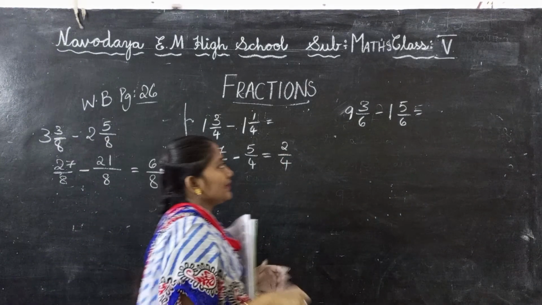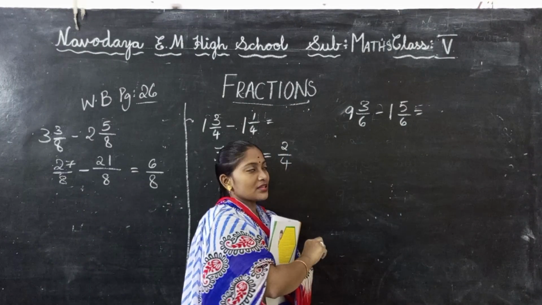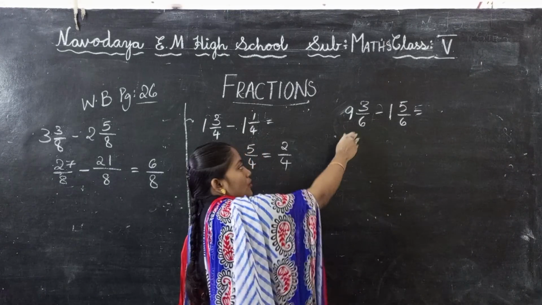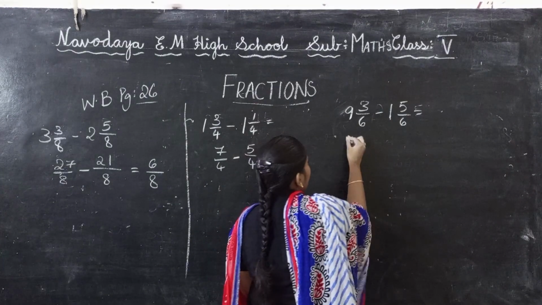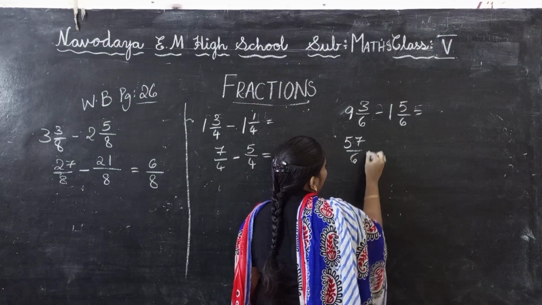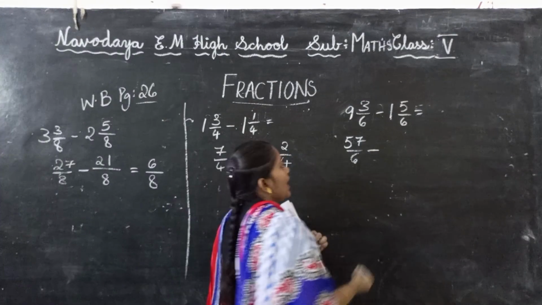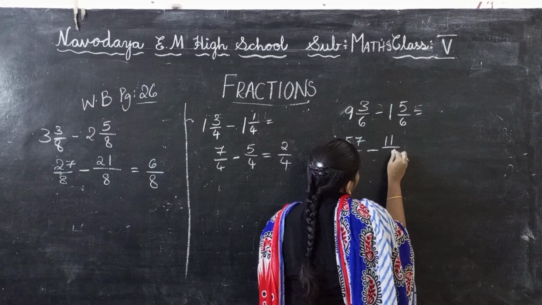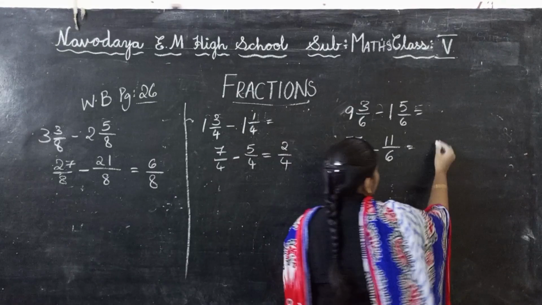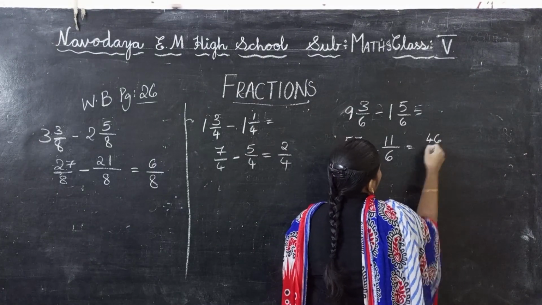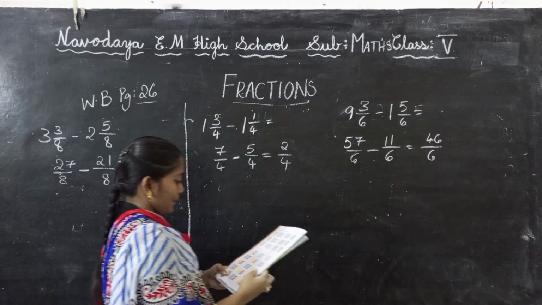Next sum. 9 3 by 6 minus 1 5 by 6. These are mixed fractions. 6 9s are 54, 54 plus 3 is 57 upon 6, minus 6 1s are 6 plus 5, it's 11 upon 6. So the answer is 46 upon 6.